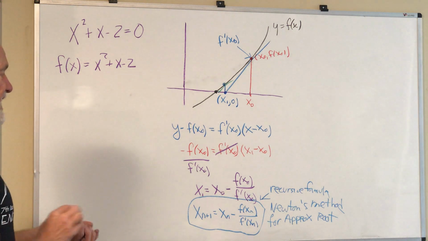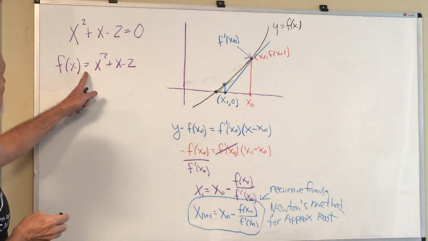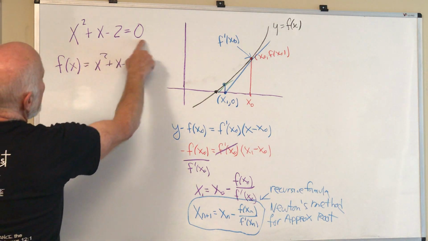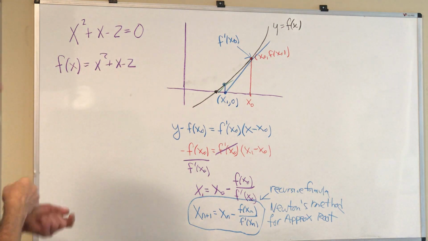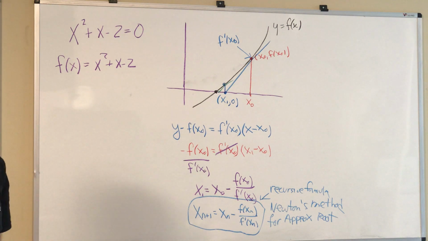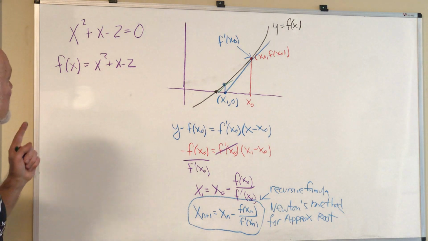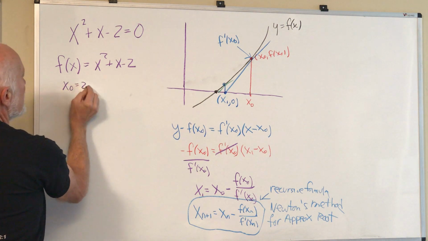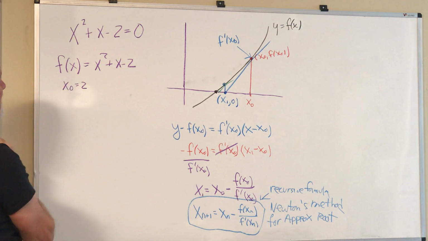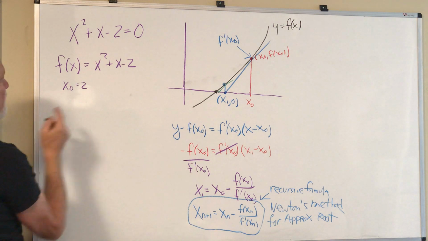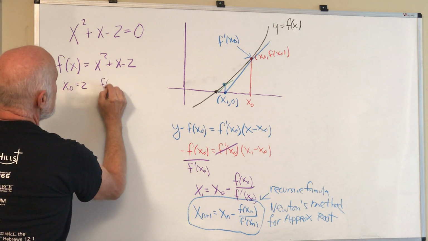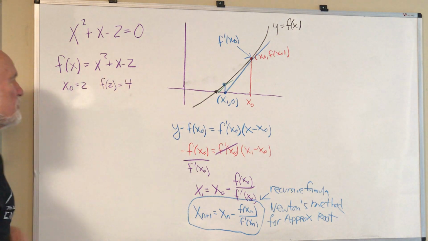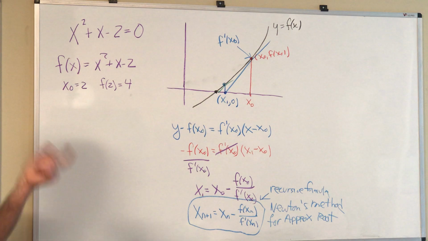Now, once he did it, he wanted to try it out on his problem. So he has this, and he looked at this and said, oh, I bet you the answer is around 2. So his first guess was x sub 0 equal 2. But he put it into the function, and he found out that f of 2 was equal to 4. It wasn't equal to 0. He hadn't really guessed the right root.